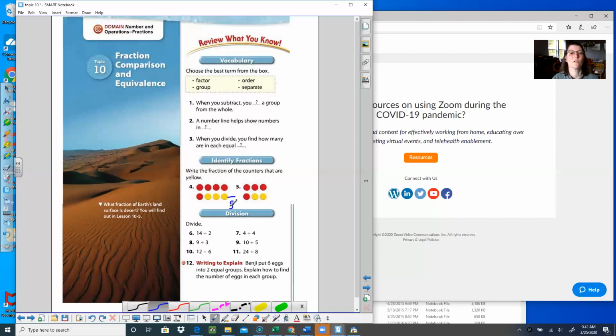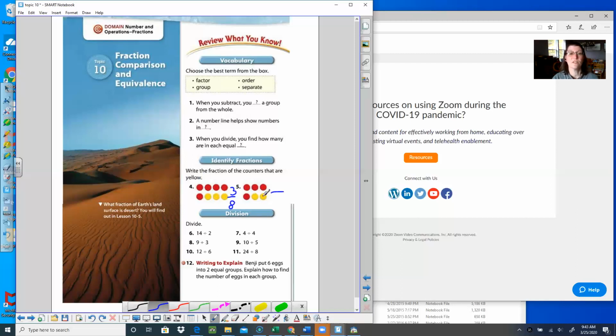Oh, 8s are so hard to do with the mouse. There we go. And now it's asking about yellow. So I got to make sure I'm counting the right one. 1, 2, 3. So what am I writing for my numerator, boys and girls? Hopefully you're thinking 3, Mrs. Mears. Okay, now let's count and see how many are in our entire group.